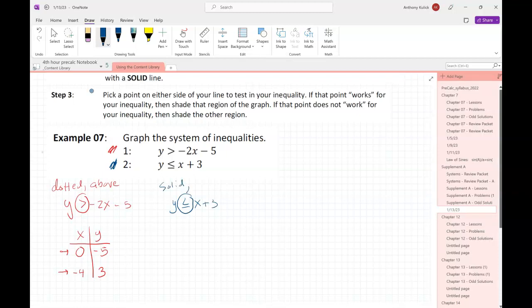So for my next one, y is less than or equal to x plus 3. I know this is a solid line because it's an or equal to. And we're going to be shading below the line because it's a less than. So again, I'll pick a value for x. Pick 0, I get 3. Pick another value for x, I don't know, let's pick -3. When I plug that in, I get 0.